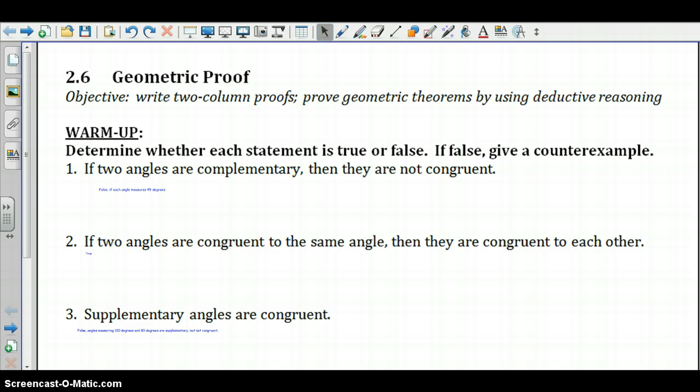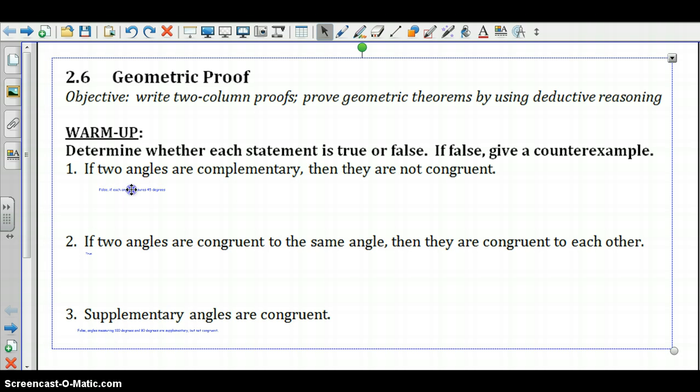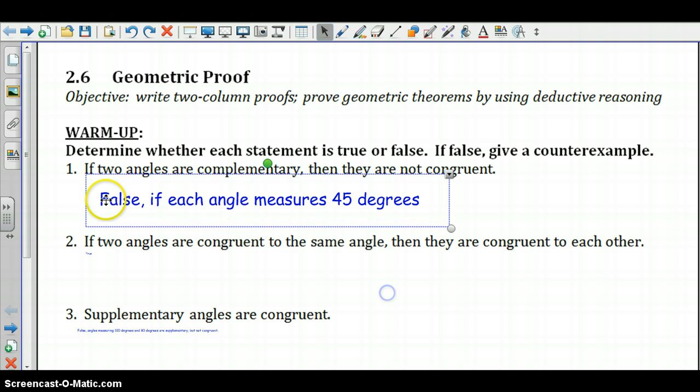Well, if I have two angles that are complementary, that means their angle measures add up to 90 degrees, and I can think of a number pair that do add up to 90, but are also congruent. They're the same measurement. That would be 45-degree angles. So this is a false statement. So, false if each angle measures 45 degrees.